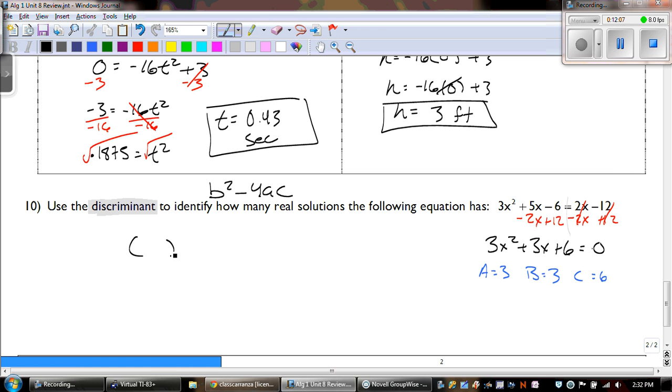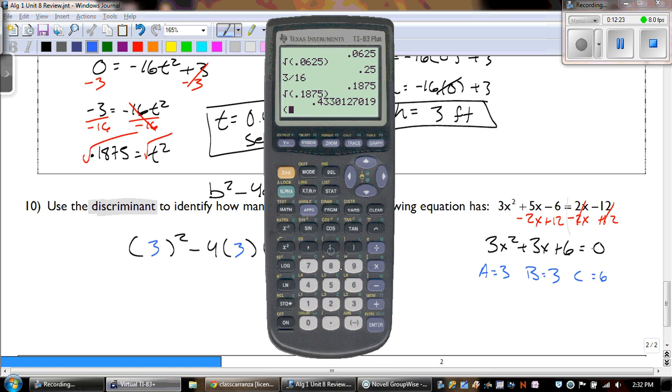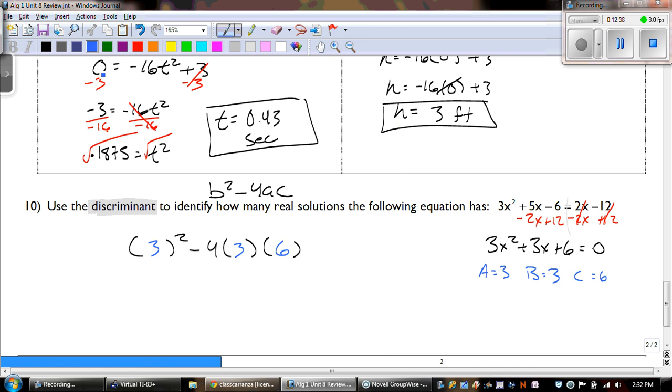And from there, I'm just plugging it into the b squared minus 4ac. My b is 3, a is 3, and c is 6. Okay? Now you can do this in your calculator or individually. 4 times 3 times 6. And we get negative 63. And if it's negative, it has no real solution.